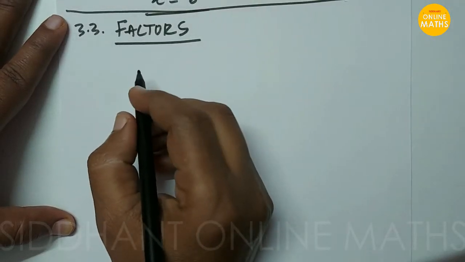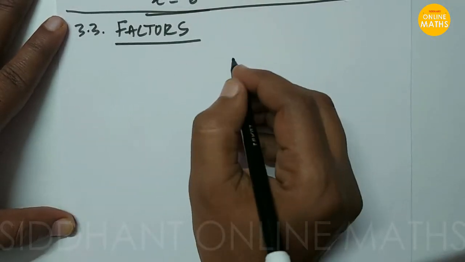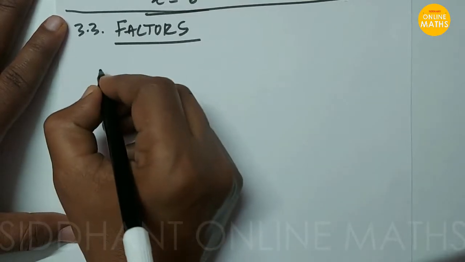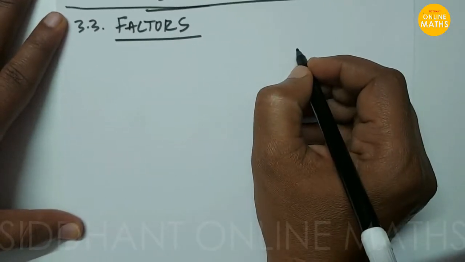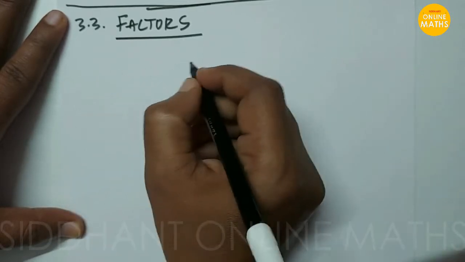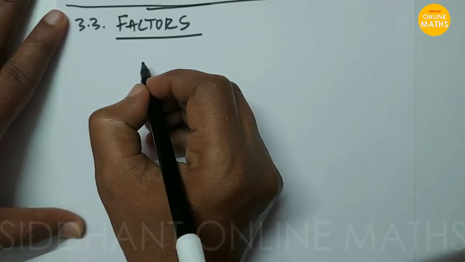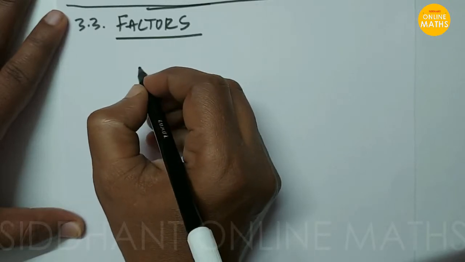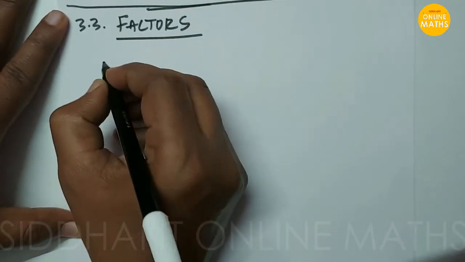Next topic, factors. Here, a factor is a number which divides another number exactly. Then we can say that the number is a factor. So how are we going to find the factors of a given number? Let's take one example here.